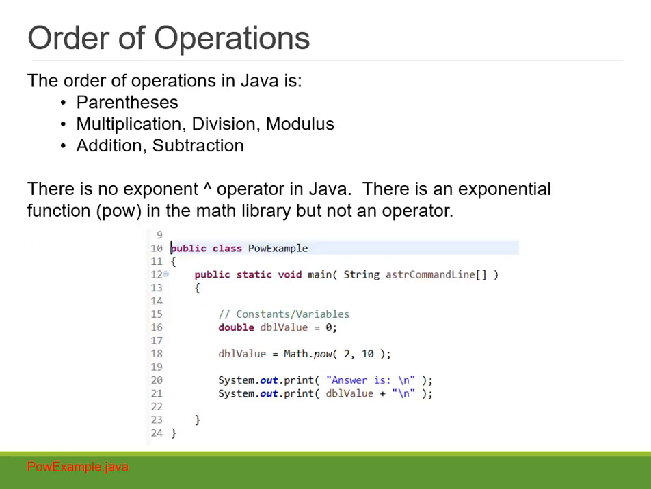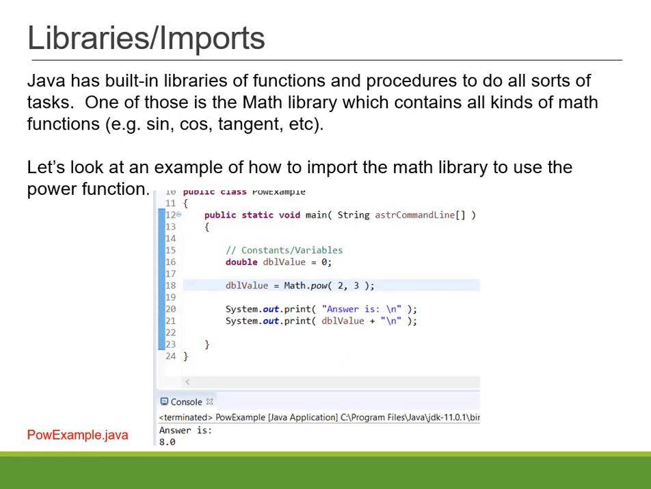Here is the order of operations in Java. Use the pow function for exponential functions, as shown here on this slide. Java has built-in libraries of functions and procedures to do many tasks. Sometimes you must import those libraries if you want to use them. Use the import command before the class declaration to let the compiler know that you want to include some extra code in your program.